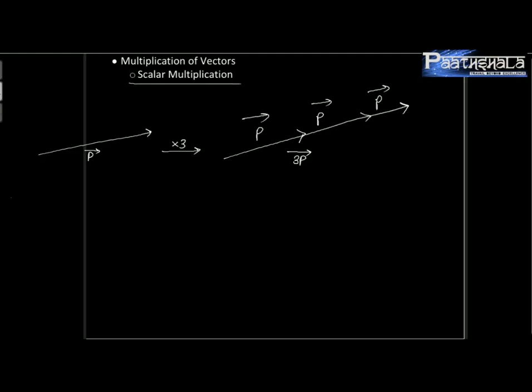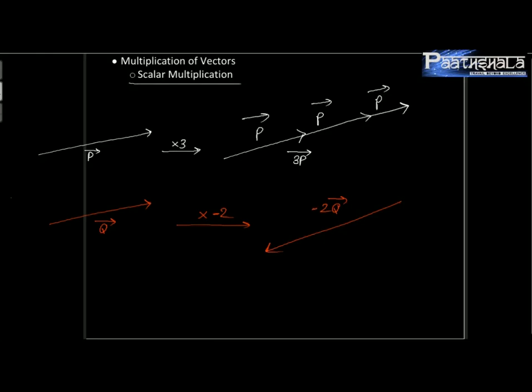If we multiply this vector with a scalar that is negative, then additionally we have to invert the sign of the original vector. This is the vector q bar. We multiply the vector q bar with -2. Then what we get is this vector -2q bar.